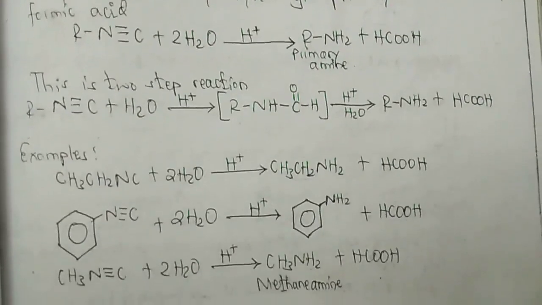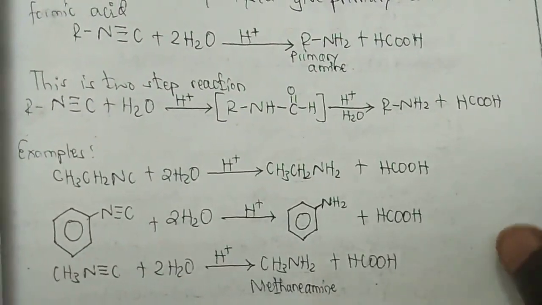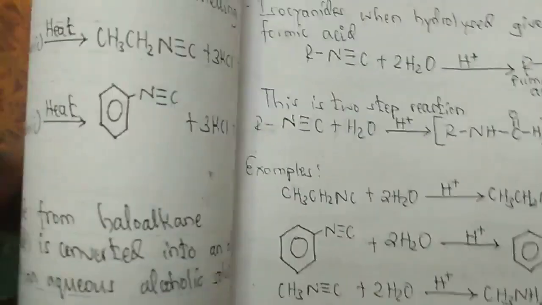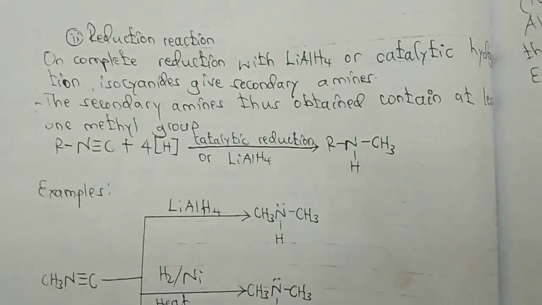So we have these reactions of hydrolysis of nitrile na kutoa primary amine kama hizo hapo unavyoweza kuziona, hydrolysis of isocyanides. And then a reduction reaction, we can reduce the isocyanide with the different reagents.